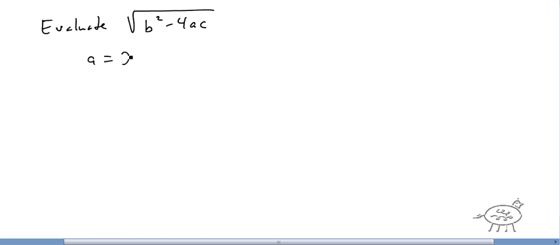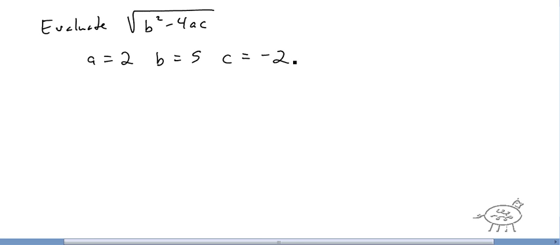Okay, last thing I want to show you guys is I'm going to ask you to evaluate this, the square root of b squared minus 4AC. That's part of the quadratic formula, which we're going to learn later. Some of you may already know that. But for now, I'm just going to give you A is equal to 2, B is equal to 5, and C equals -2.